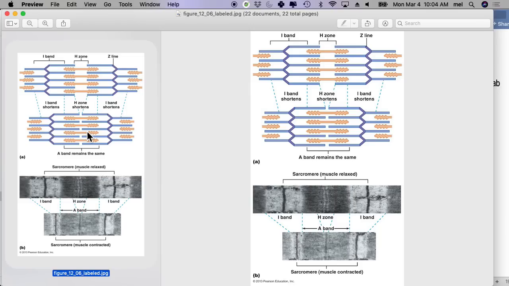And if you shorten enough sarcomeres, you can shorten a whole myofibril. Shorten enough myofibrils, you can shorten a whole muscle fiber. Yes? Shorten enough muscle fibers, you can shorten a whole fascicle. Shorten enough fascicles, you can move a bone. Yeah? Okay, so now let's look at the banding pattern.